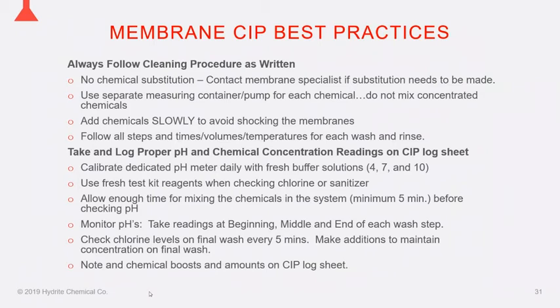Check your chlorine levels on your final wash. It's recommended every 5 minutes or as often as you can, and then make additions as the chlorine levels drop below the necessary minimum concentration. It doesn't make sense to monitor your chlorine on a first wash, except that the initial dosing amount doesn't go over the maximum recommended amount of ppms.